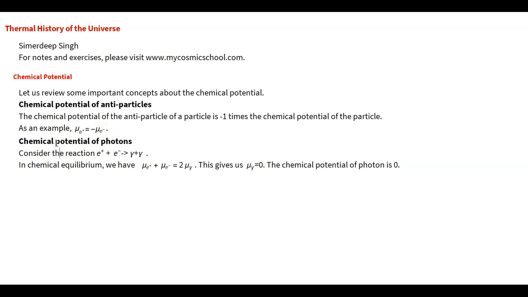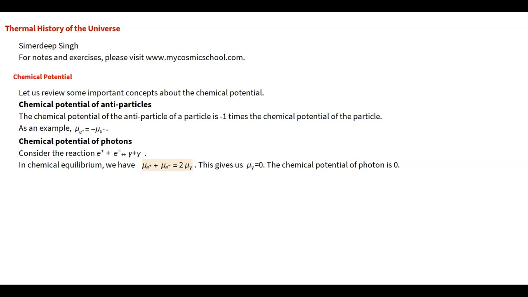Next, what is the chemical potential of photons? Let us look at this reaction. Positron plus electron gives us 2 photons. Now, in chemical equilibrium, we have mu positron plus mu electron is equal to 2 times mu photons. So this is when the reaction is in chemical equilibrium, and we will see that this reaction is in chemical equilibrium for a long period of time in the evolution of the universe.